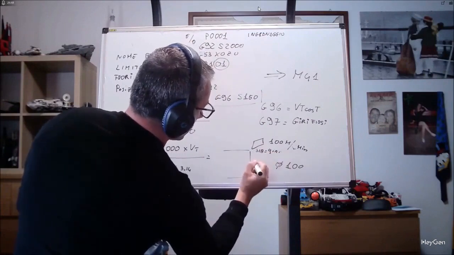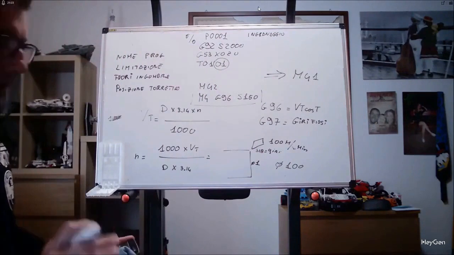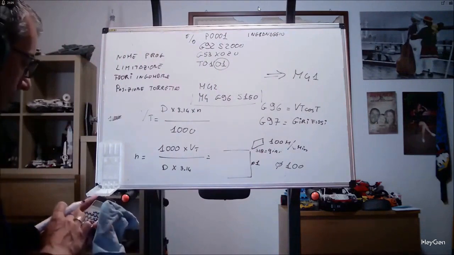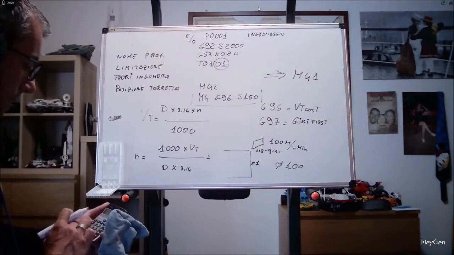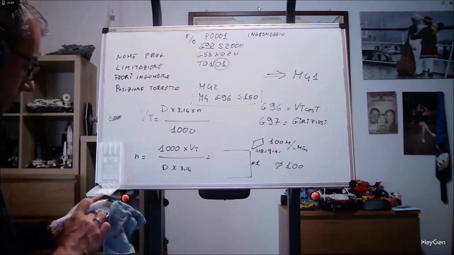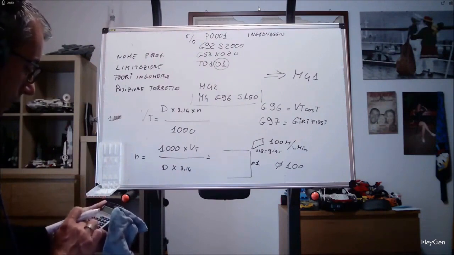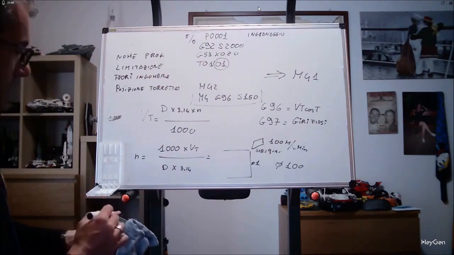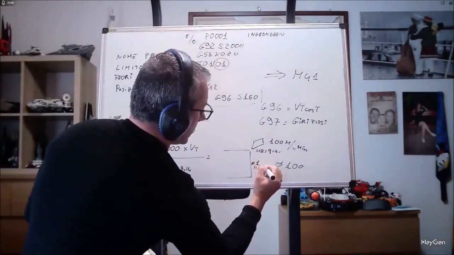When I reach a diameter, let's say 1, my number of revolutions, be careful, will be 100,000 divided by 1 divided by 3.14. So 31,000 revolutions.